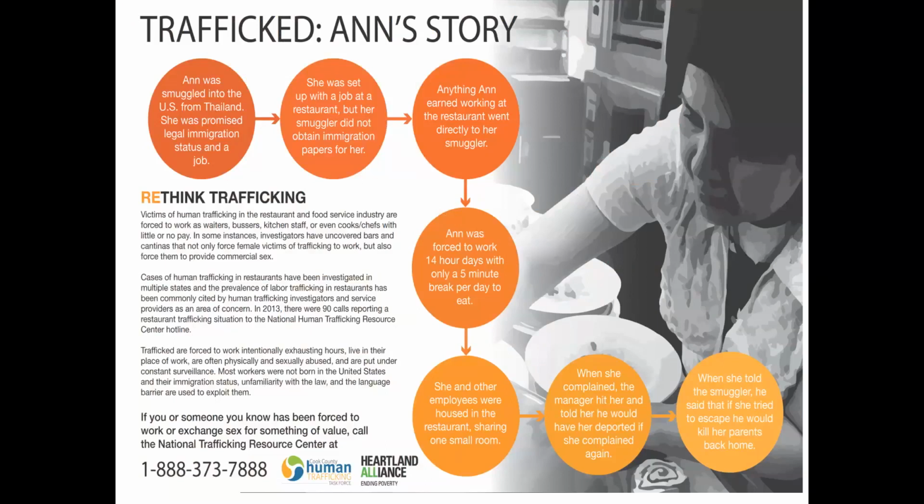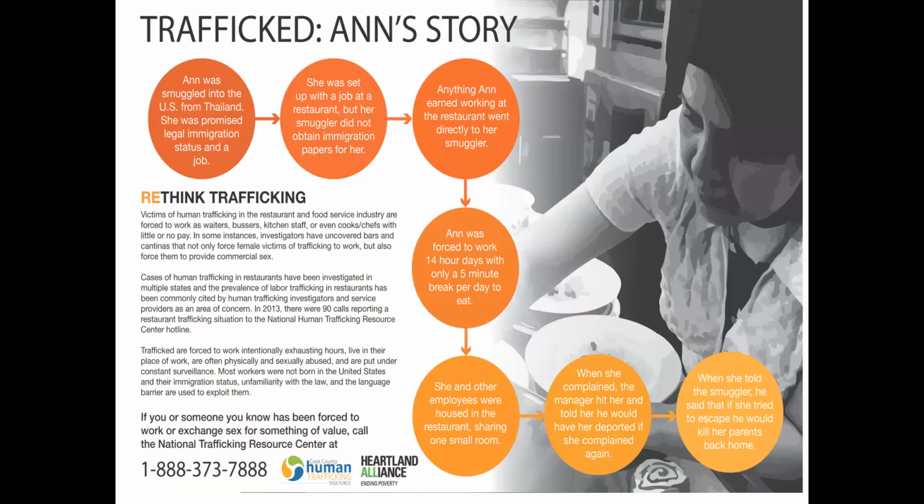Anne was smuggled into the U.S. from Thailand. She was promised legal immigration status and a job. She was set up with a job at a restaurant, but her smuggler did not obtain immigration papers for her. Anything Anne earned working at the restaurant went directly to her smuggler. Anne was forced to work 14-hour days with only a 5-minute break per day to eat. She and other employees were housed in the restaurant, sharing one small room.